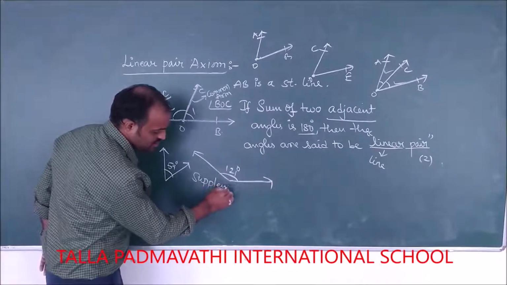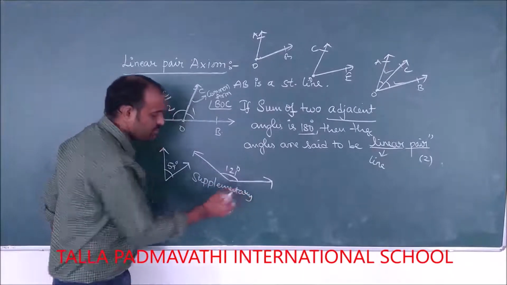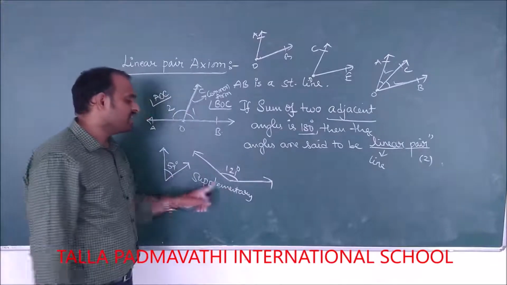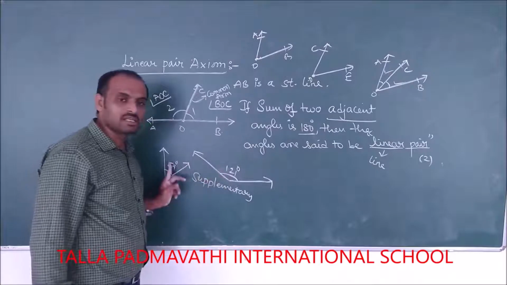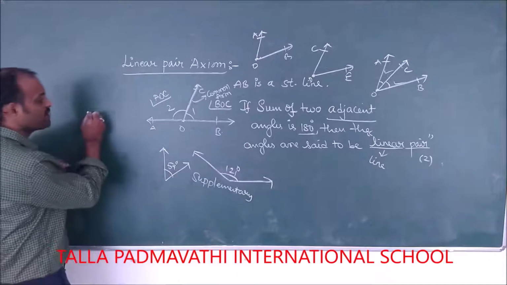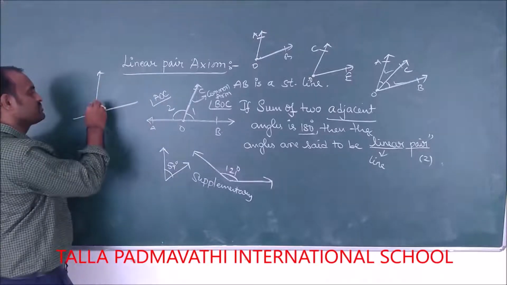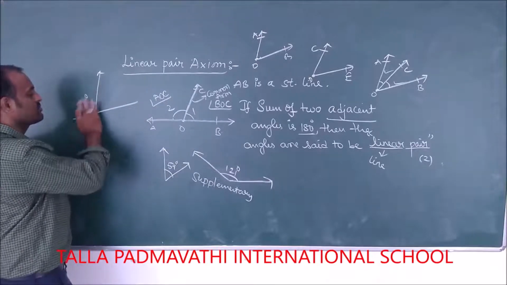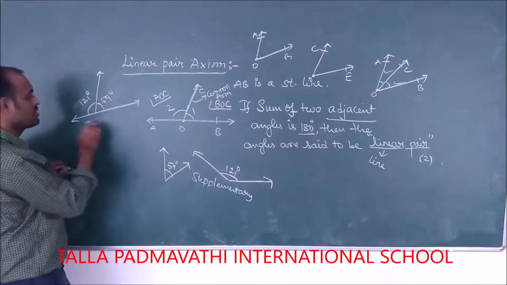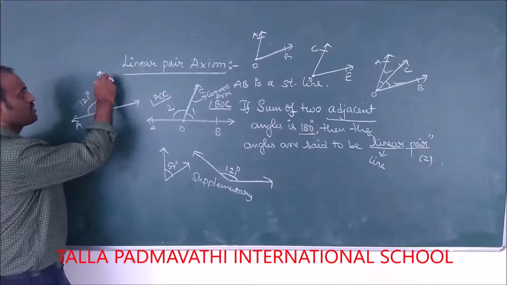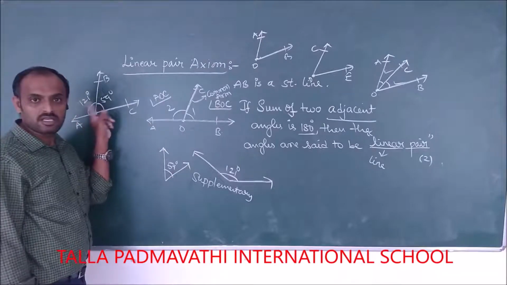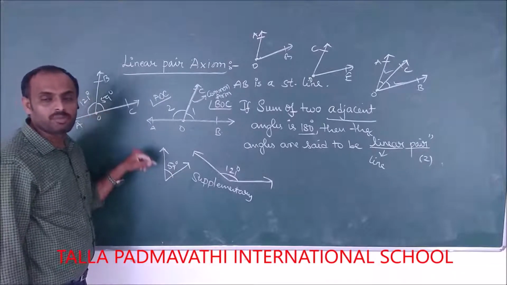They are supplementary, but they are not a linear pair because they don't have any arm in common. They are not adjacent angles. But here they are adjacent angles. The same if I frame it like this: the same measurement, but they are adjacent angles here, so we call them a linear pair.